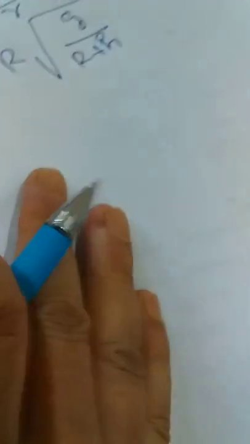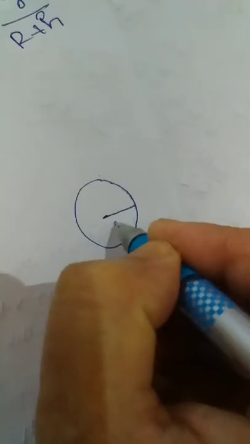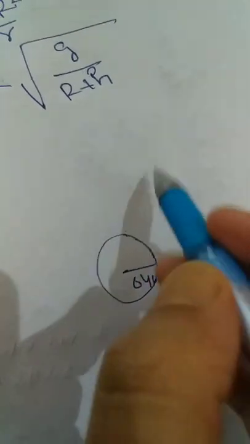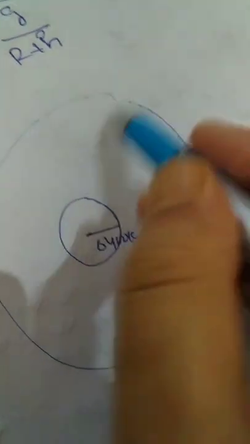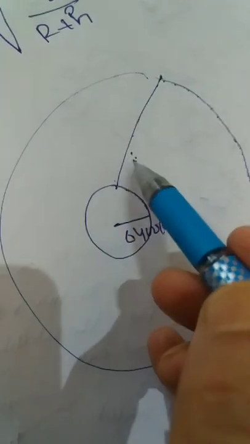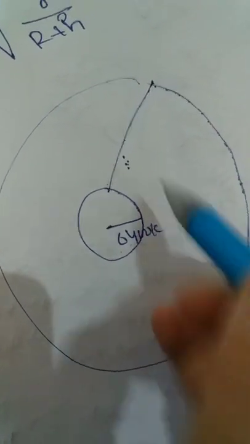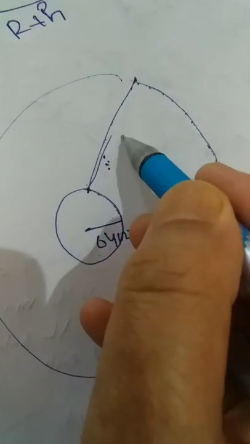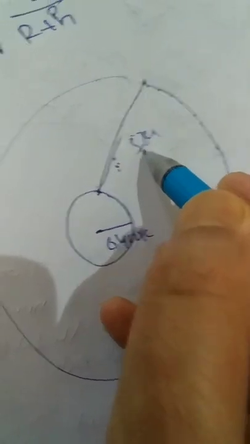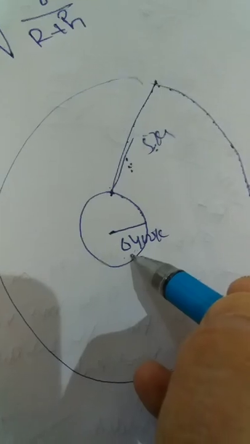If a satellite is orbiting very close to the earth, suppose this is the earth, we know that the radius of the earth is 6,400 kilometers. If the satellite is orbiting very close, suppose up to 100 kilometers or 200 kilometers, this 200 kilometers is negligible as compared to 6,400 kilometers. Even at a height of 5 kilometers or 10 kilometers, 10 kilometers is negligible as compared to 6,400.